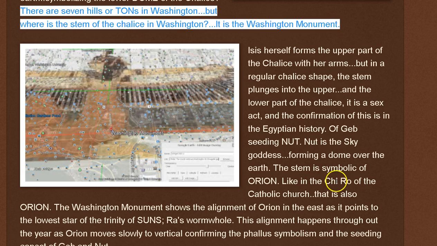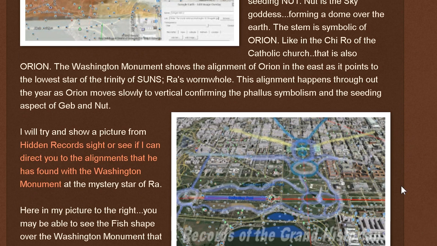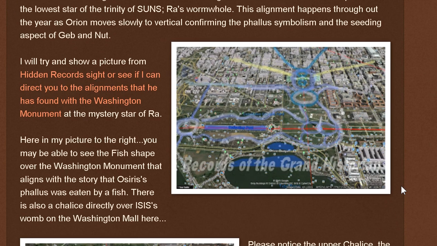The stem is symbolic of Orion. Like in the Chi-Ro of the Catholic Church, that is also Orion. The Washington Monument shows the alignment of Orion in the east as it points to the lowest star of the Trinity of Suns, Ra's wormhole. This alignment happens throughout the year as Orion moves slowly to vertical, confirming the phallus symbolism and the seeding aspect of Geb and Nut. I will try and show a picture from Hidden Records site, or see if I can direct you to the alignments that he has found with the Washington Monument at the mystery star of Ra.